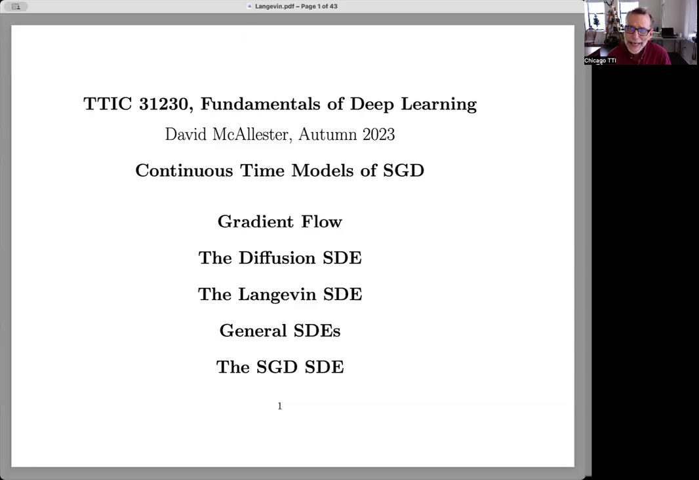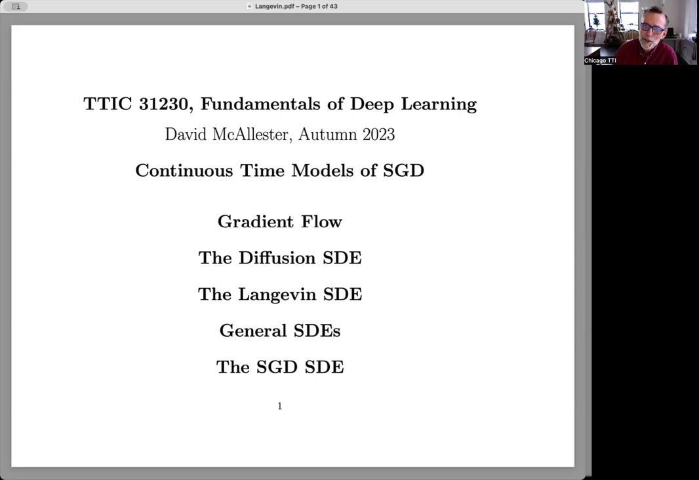Hello. Today we're going to continue the study of SGD, but at a much more theoretical level. Last time we talked about a lot of things that were pragmatically useful, especially in tuning hyperparameters and various forms of practical SGD. This is going to be more theoretical, so in some sense more challenging and interesting. And it's going to be based on stochastic differential equations.